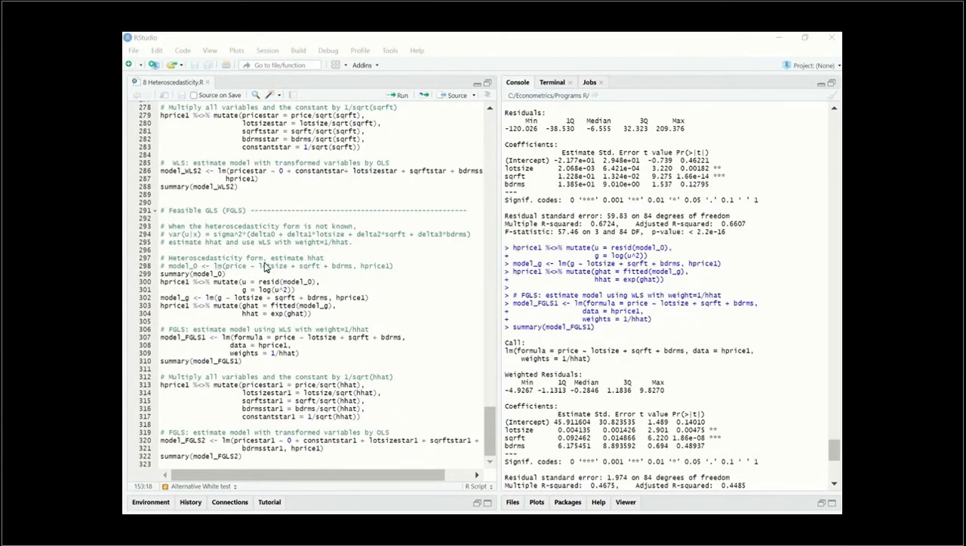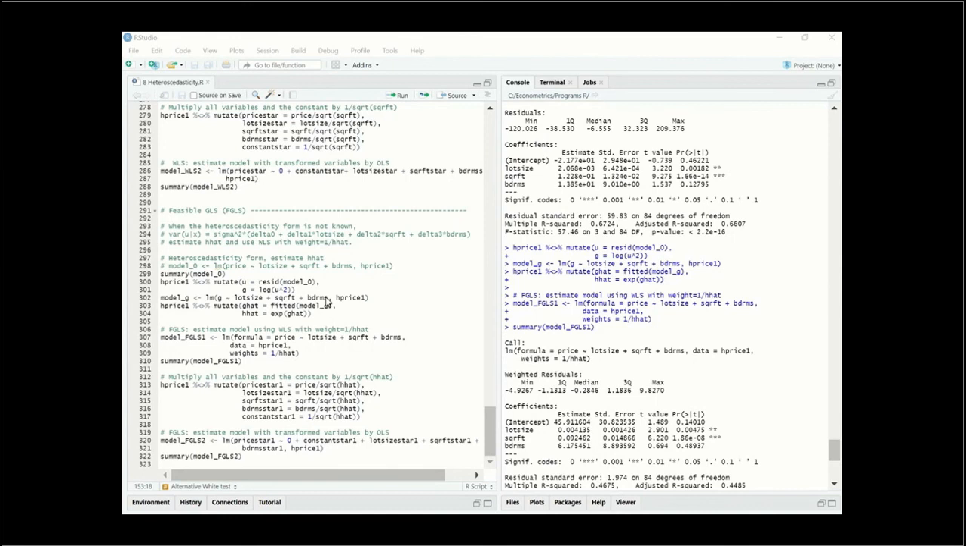So in order to do that, let's first estimate the original model of price on the independent variables. Then from this model, let's pick up the residuals, which we would call u. Let's calculate the squared residuals and take the log of them, that will be the g function. Now we're going to estimate the linear model of g regressed on all the independent variables.